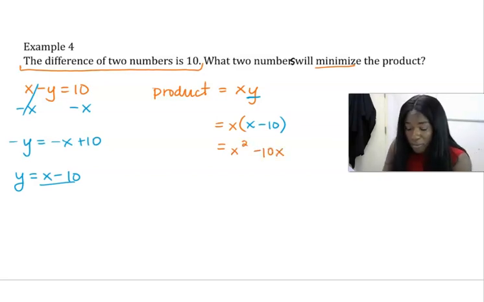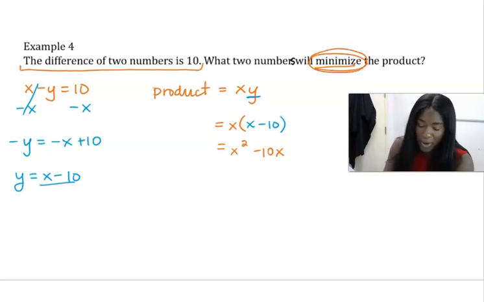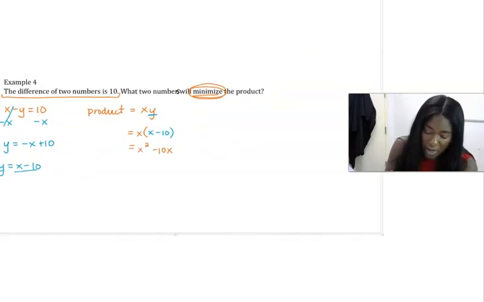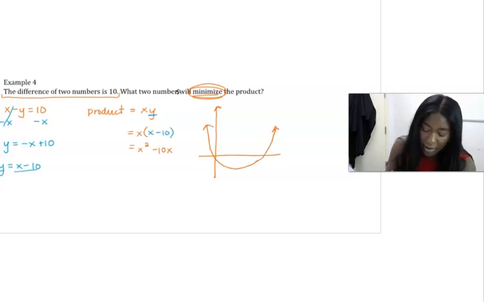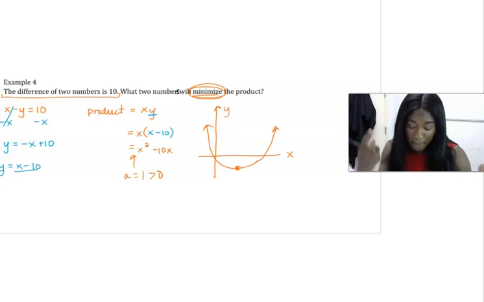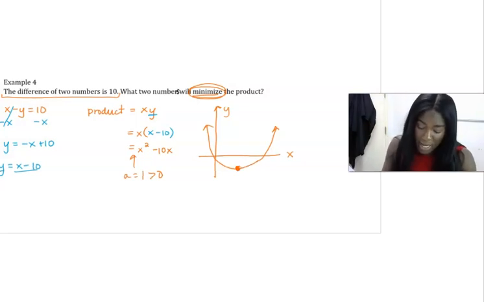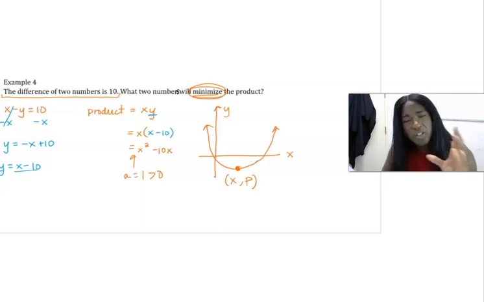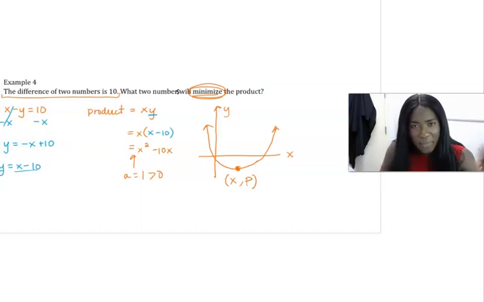And remember, we are trying to minimize the product. Well, we know that the graph of x squared minus 10x, one, I know it has an x-intercept at 0, 0. But more importantly, I know that it does have a minimum because a is a positive 1, which is greater than 0, so I know this parabola opens up. And so it does have a minimum. And it has some minimum there at some point x comma p. And I'm just using p there because p represents that product.